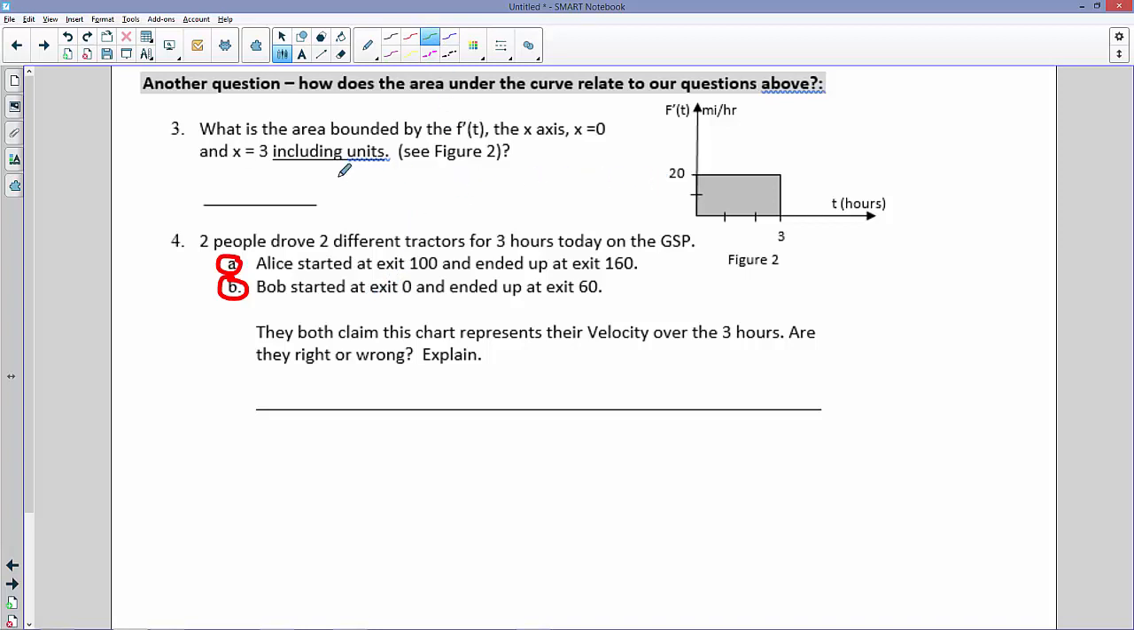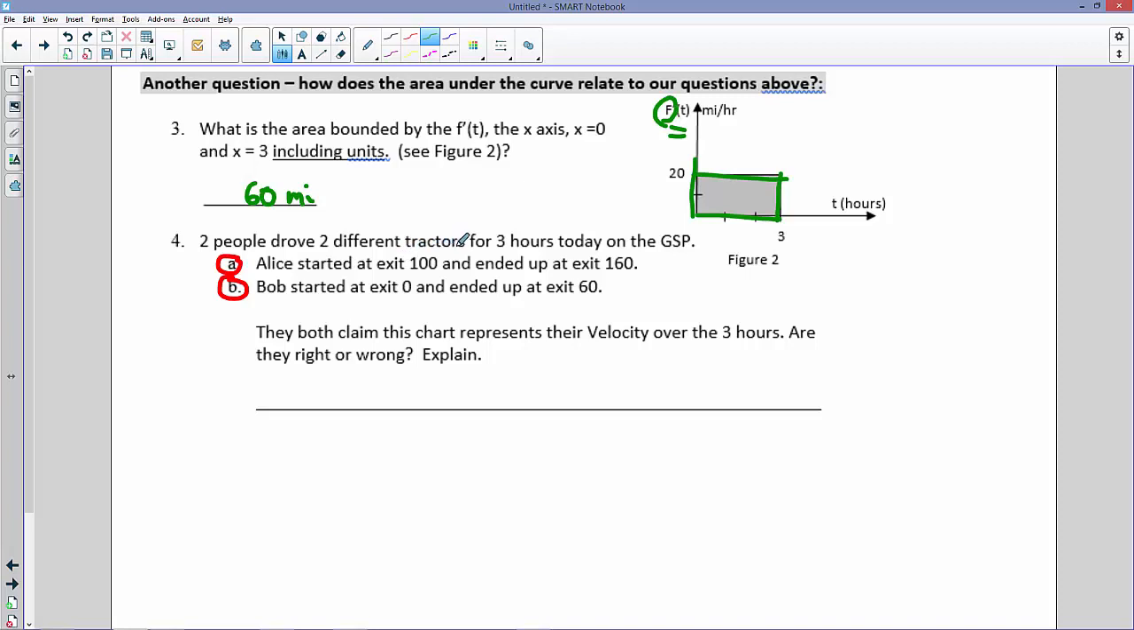Okay, so again, it's the same problem. What is the area bounded by F prime of t, the x-axis, x equals 0 and x equals 3? Sorry for the capital here, it should be small, but F prime of t. It's just a different way to word it. They often do word a lot of problems like this. We're bounded by these regions. What is the area? And of course, the area is 60, and it has units. It's 60 miles.